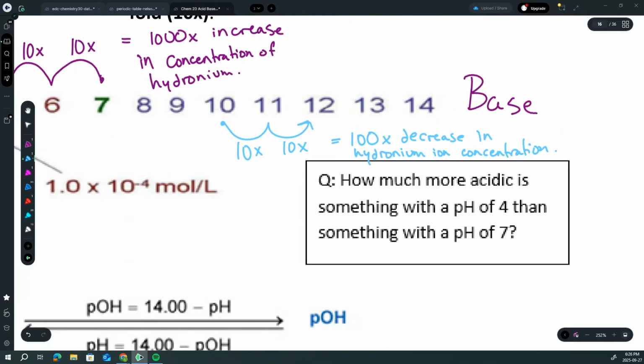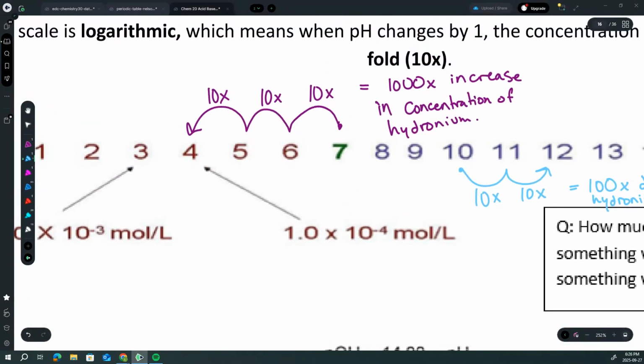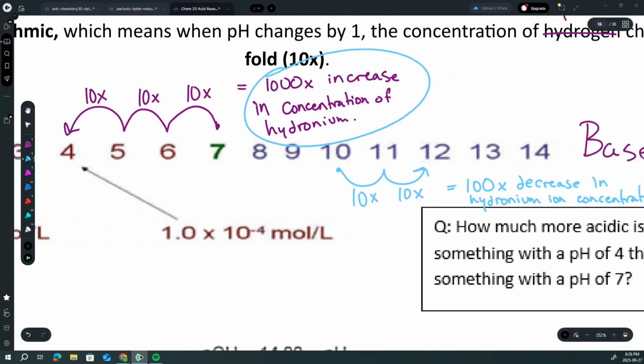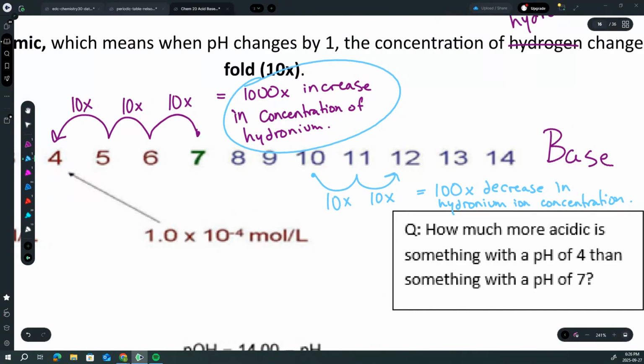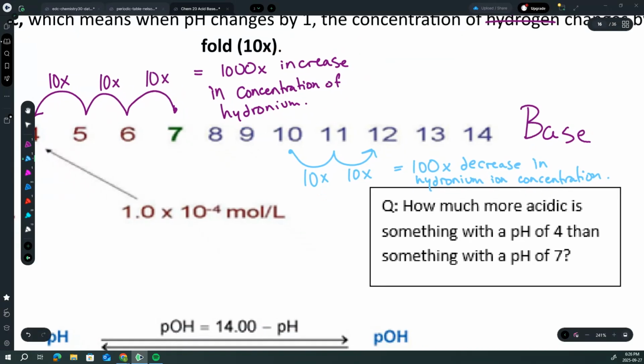Okay, so with our question over here, how much more acidic is something with a pH of 4 compared to something with a pH of 7? Well, we already answered that here. Something with a pH of 4 is going to have a 1,000 times higher concentration of hydronium compared to a solution with a pH of 7. So it's just going to be 1,000 times more acidic.